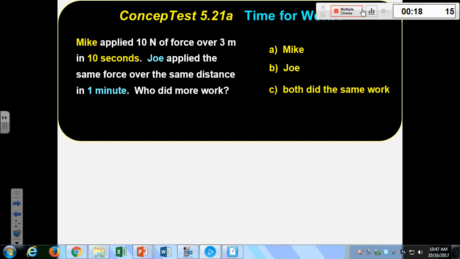Trying to figure out the light. How's that? Is that okay? How about that? Is that okay?